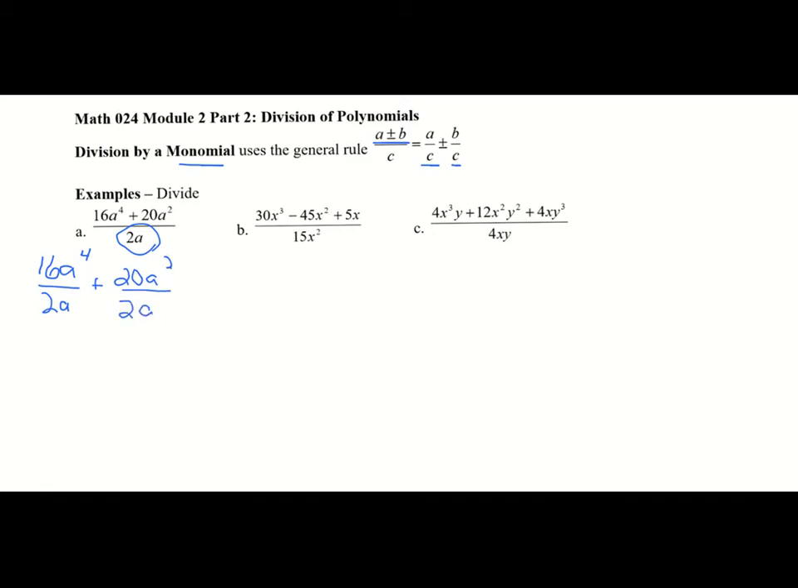Now, remember rules of exponents. If we're dividing with the same base, then we subtract our exponents. First I'm going to deal with 16 divided by 2, and I know 2 goes into 16 8 times. Then a to the fourth divided by a to the first, 4 minus 1 is 3, so I end up with a to the third. Keep my plus sign. 2 goes into 20 10 whole times, and a squared divided by a is just a, because 2 minus 1 is 1. So our final answer is 8a cubed plus 10a.